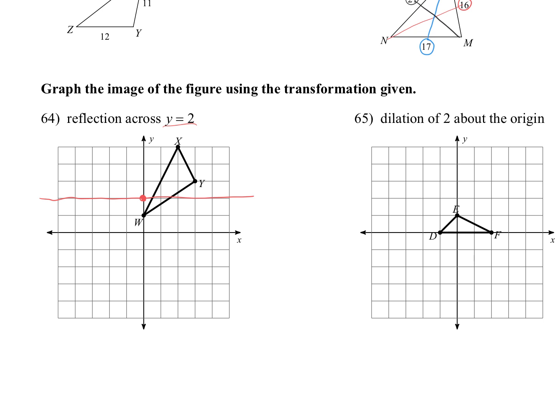How do I perform reflections? Yep. Correct. So W is 1 away, so we're going to go 1 away on the other side. How far away is X? 3, so I need to go 3 on the opposite side. And then Y is 1, so I need to go 1 on the other side. What do these little symbols mean that I drew there? That's the new image, right? Yep, that's the prime symbols.